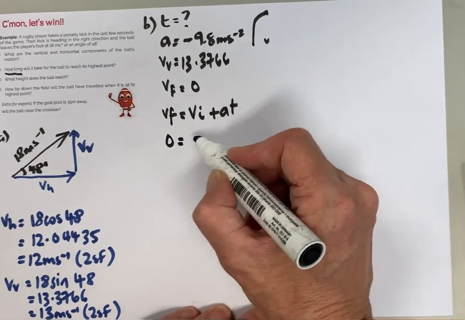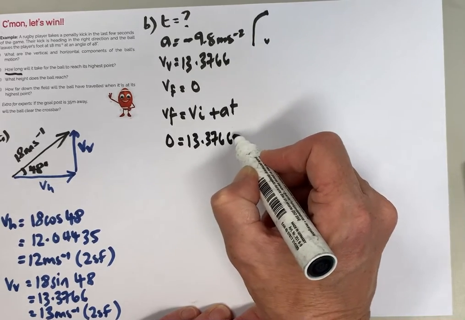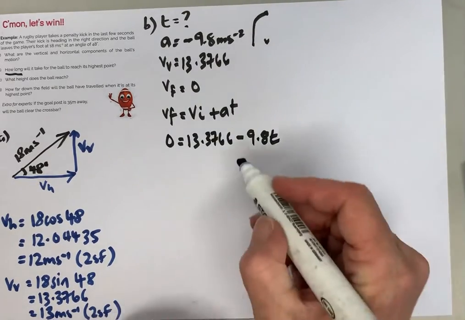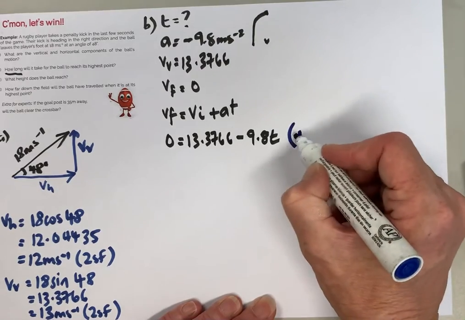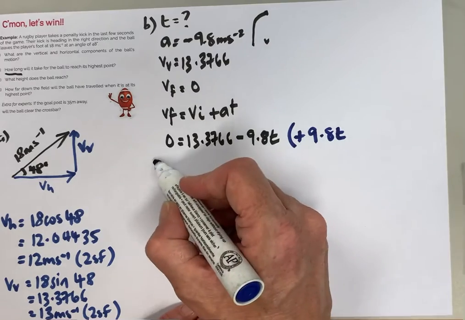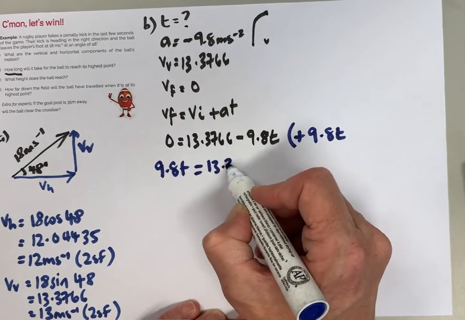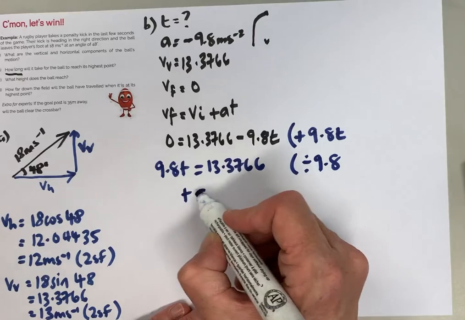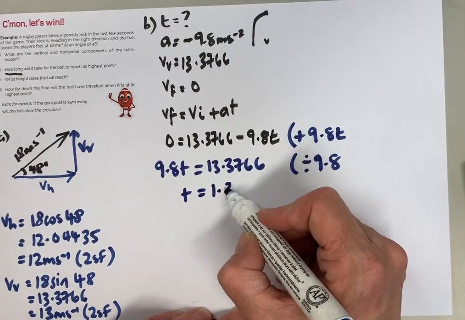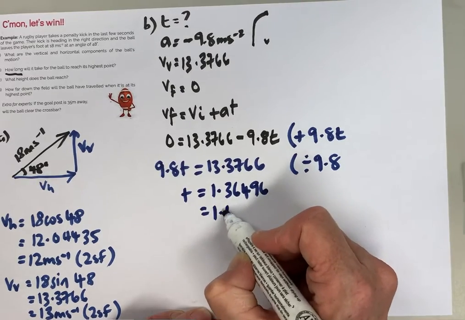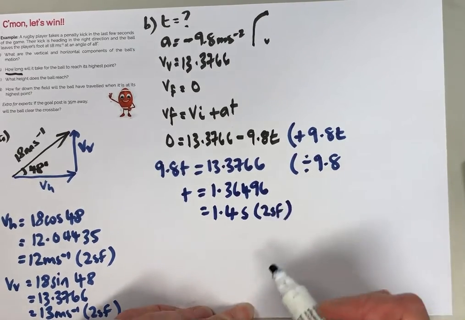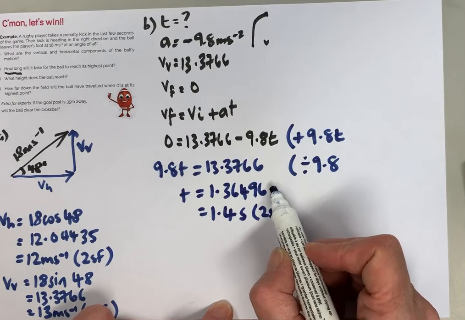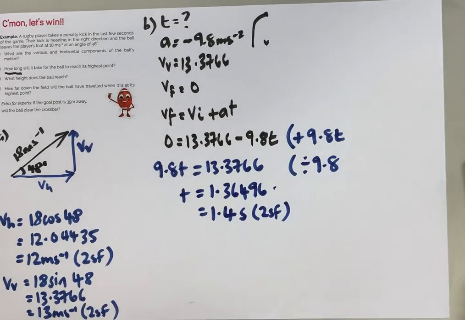So Vf is 0, Vi is 13.3766, minus 9.8 T. What I'm going to do is add 9.8 T to both sides. So I get 9.8 T equals 13.3766. Then I'm going to divide by 9.8, and I get T is 1.36496, or 1.4 seconds to two significant figures. Again, this is my final answer, but if I need to use that time again in the question, I'm going to use the unrounded one. So that's the answer to B.